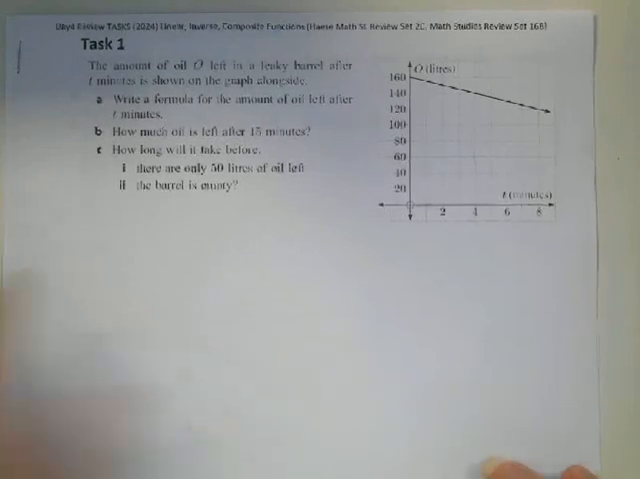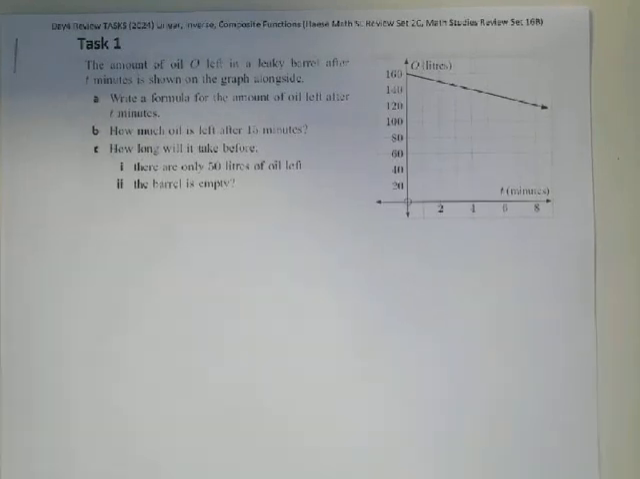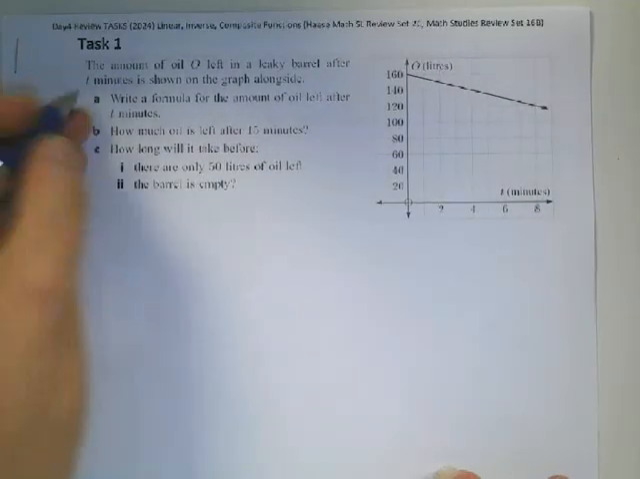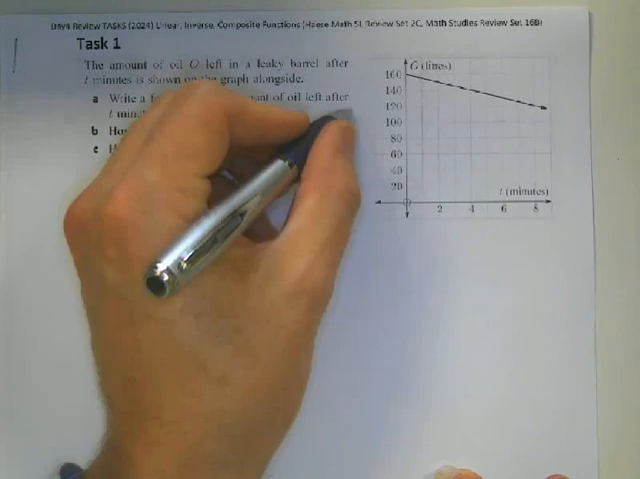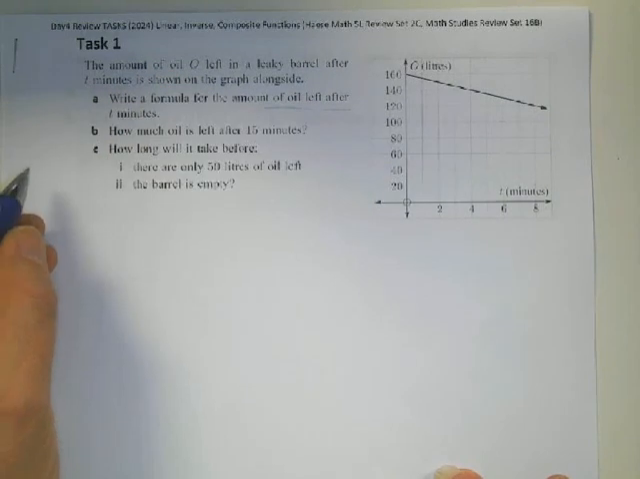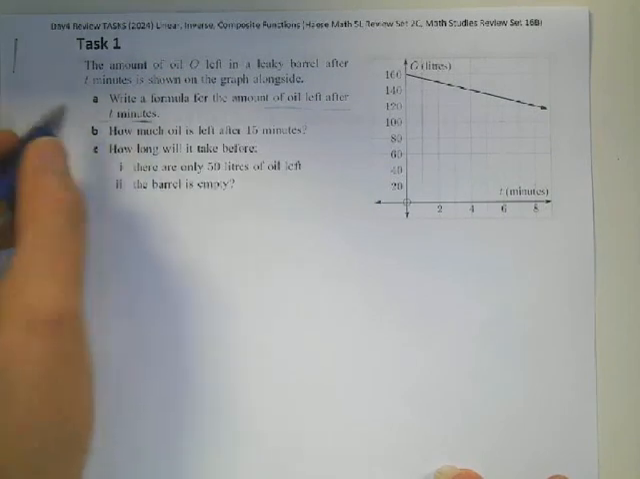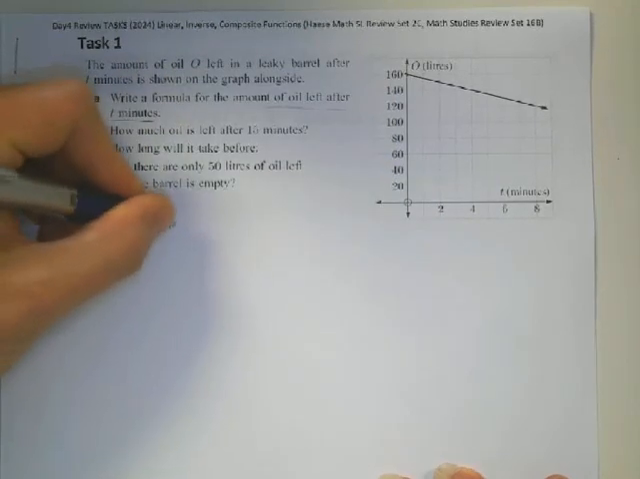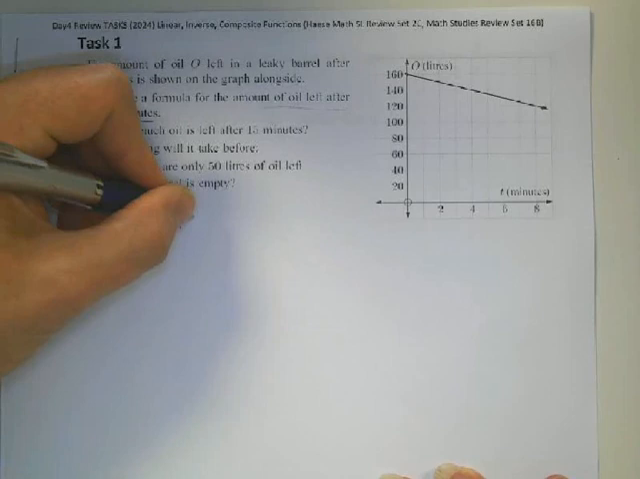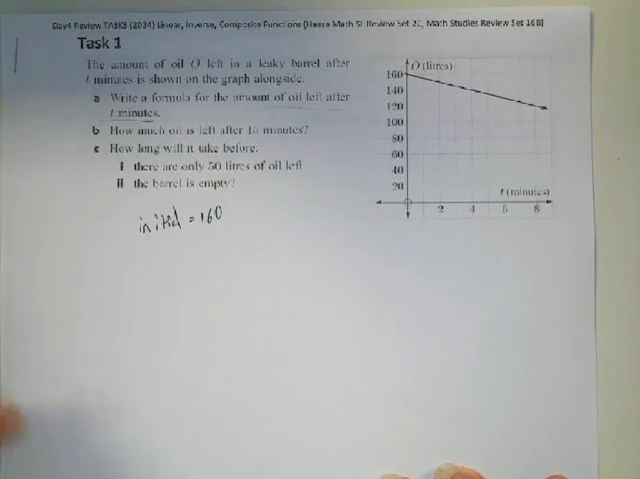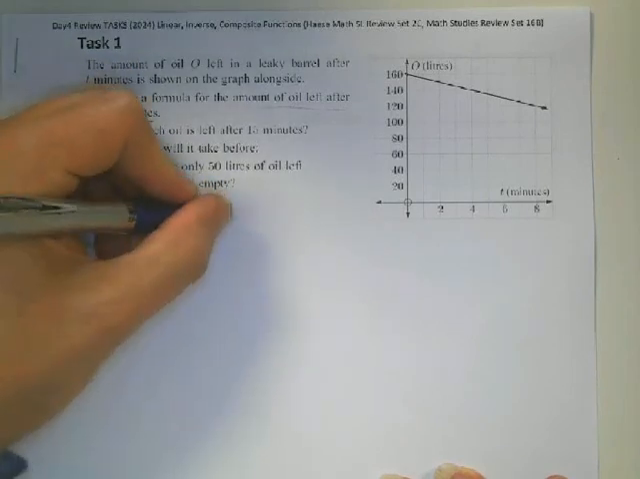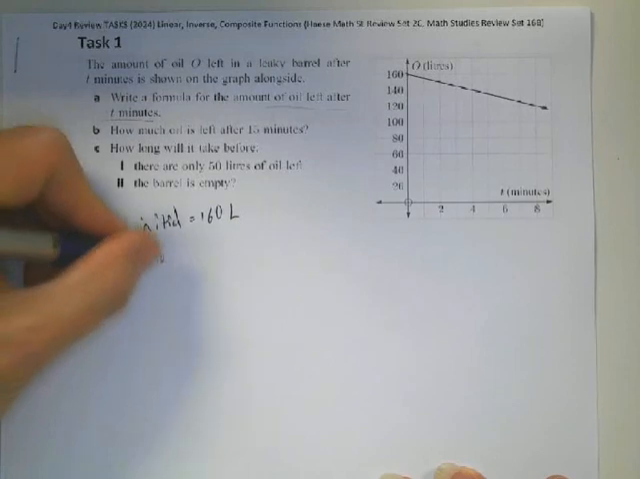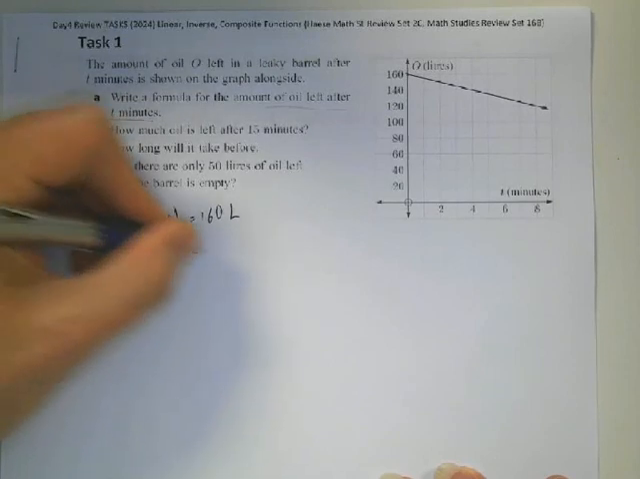Okay, these are the tasks we did today. So let's talk about what we did. Write down the formula of the amount of oil left after T minutes. So we know our initial value. We've got 160 liters, and our slope is going to be negative, right?